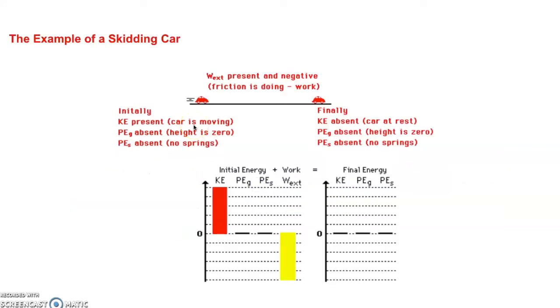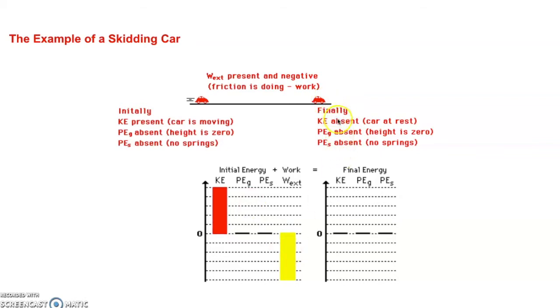All right, so here's another example. A skidding car. The car's traveling, so it has kinetic energy because it's moving. Potential energy, well, the height is 0, and there are no springs. But work is present, and it's negative because the force is going backward. There's friction. So let's look at the end. We have kinetic energy, and we have work. But how much work do we have?